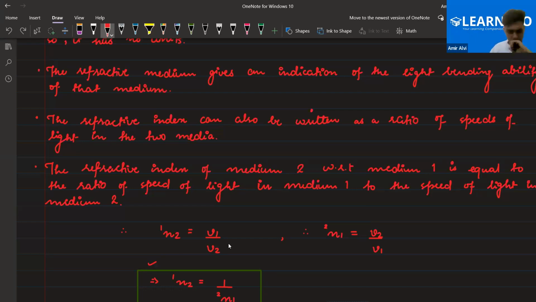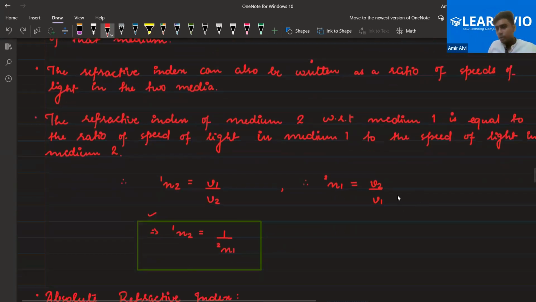Arish and Junaid, is this clear? Next, if you take the vice versa, the refractive index of medium 1 with respect to medium 2. In the subscript, medium 1 will come, and in the superscript, medium 2 will come. So in the speed part, V2 by V1 will be the case when the refractive index of medium 1 is found with respect to medium 2. Is this clear to all of you? Please let me know.